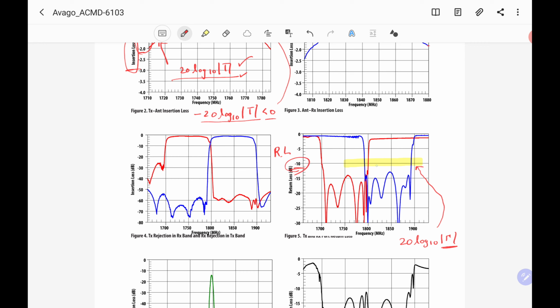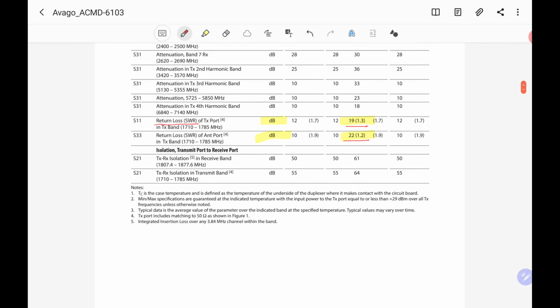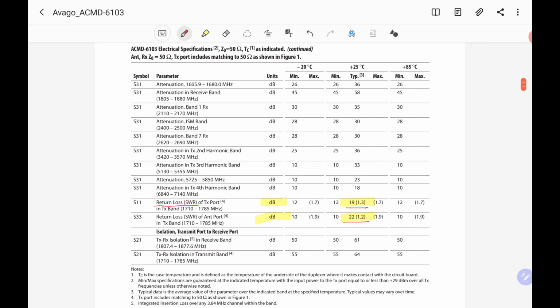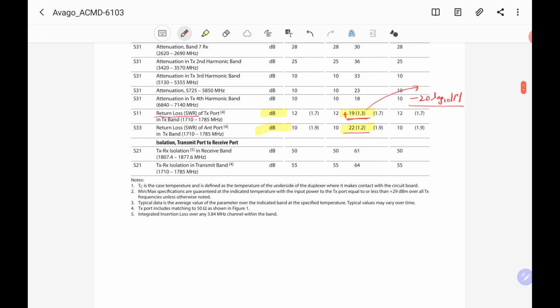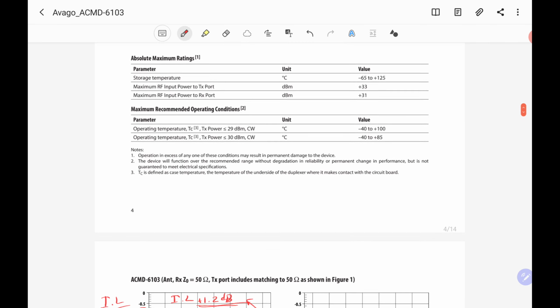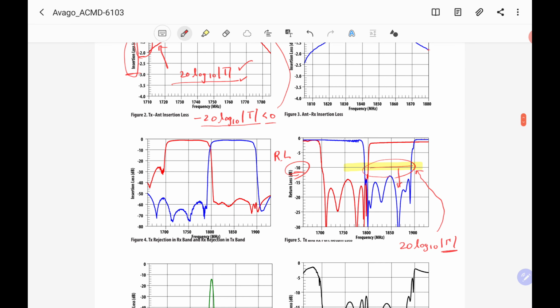So if this return loss is lower than minus 10, then this circuit is working well, right? This is a commercial device, so it should work well. And then in the table, we saw that return loss is plus 19, right? So this is coming from minus 20 log 10 gamma, right? So either way, if you see this plus and minus, you don't need to be confused. The meaning is the same, just a plus and minus sign difference, right?